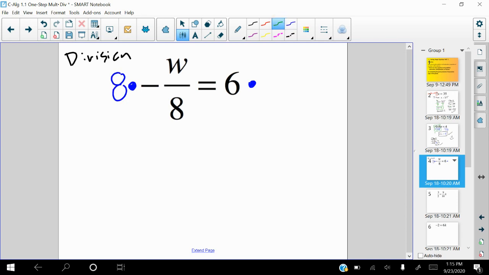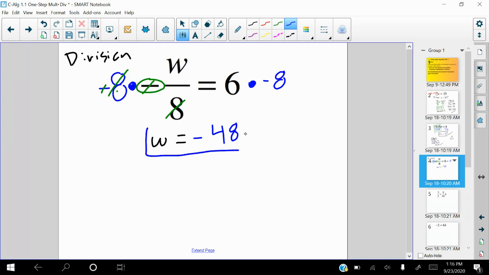But remember, we have this negative sign right here. So that means we have to multiply by negative 8 because we want that W to stay positive. So we're going to multiply by negative 8. This negative sign times a negative, those cancel out, and now we're positive. 8 divided by 8 is 1. That's also going to cancel out. So we have W is equal to positive 6 times negative 8. Positive times a negative is a negative. 6 times 8 is going to give us 48.